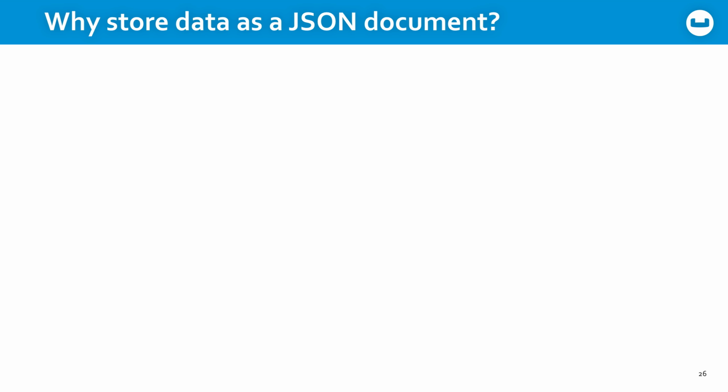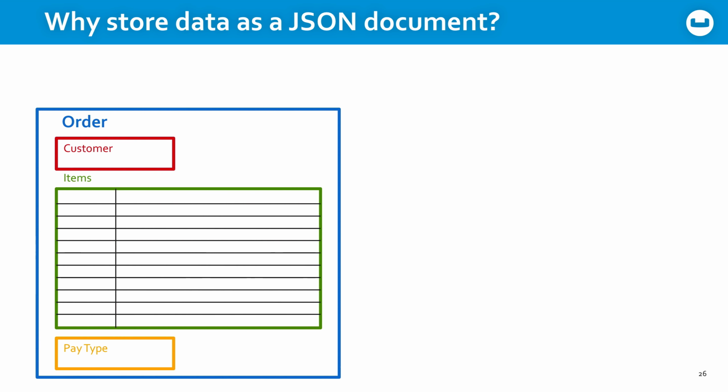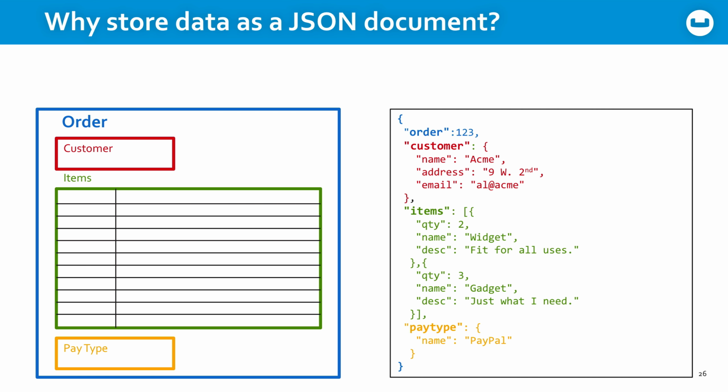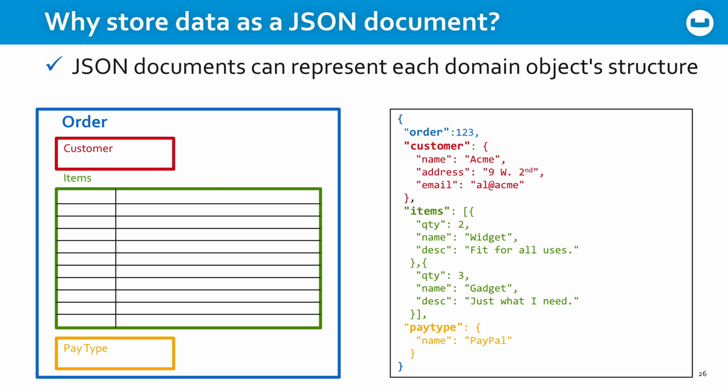So then why store data as JSON documents? Well, think of your application. Imagine you have a domain object which represents an order. It has customer, items, pay type. It would be easy to design a JSON document that directly maps to this data structure. So JSON documents have low impedance with your underlying code. It's very easy through many open source libraries to map back and forth between JSON and the underlying code.